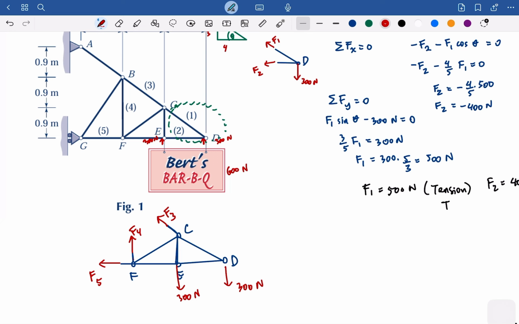And let me write here just to describe the lengths. This is 0.9 meter, and then there is another one here, this is B, and this is another 0.9. Okay, and this will be 1.2 meter, 1.2 meter.